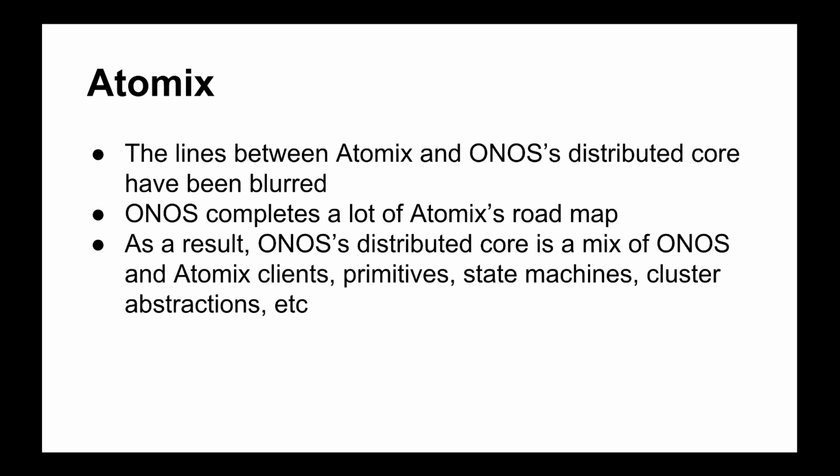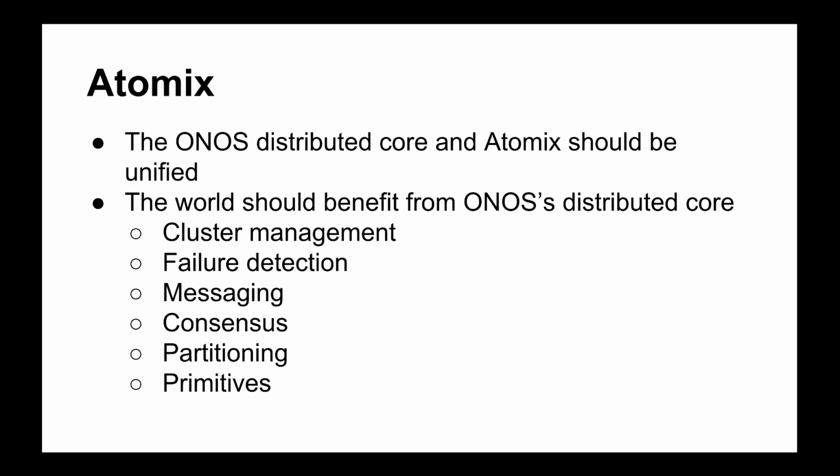So the last thing I noticed, just working in the code for the last few months, is that the lines between Atomics' responsibilities and ONOS' distributed core are really blurred. The primitives that ONOS users interact with are currently a mixture of Atomics primitives and ONOS primitives, Atomics clients and ONOS clients, and state machines from both projects. That bothers me, and I'm interested in combining at least some of the code from ONOS with Atomics. The rationale is that a lot of this stuff is really cool and useful in general for distributed systems, and it's currently hidden inside of ONOS.